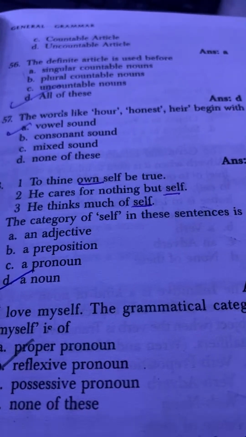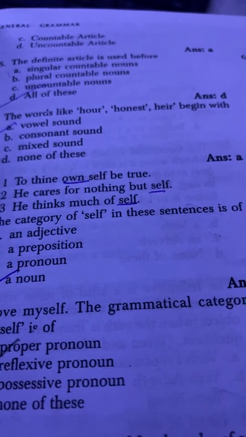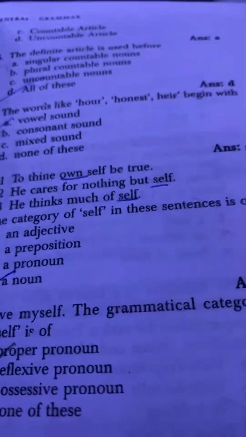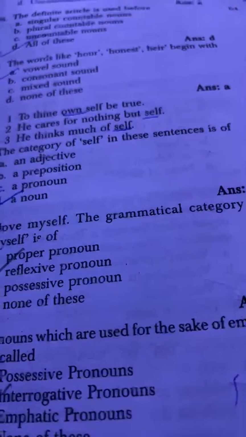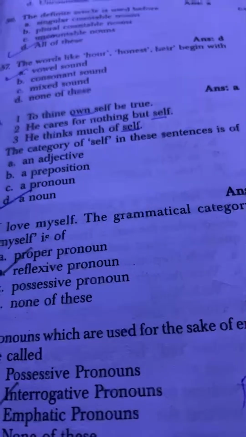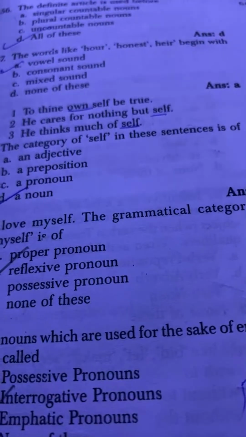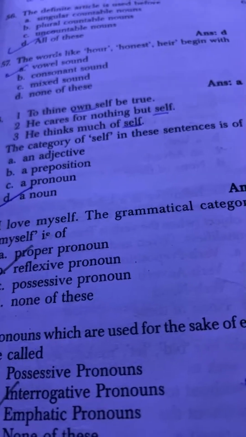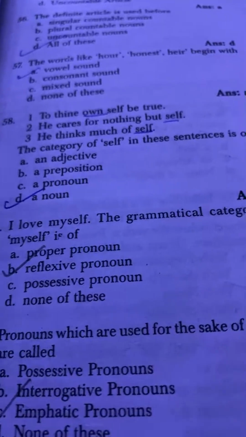To thine own self be true, he cares for nothing but self, he thinks much of self. The category of self in these sentences is of an adjective, of a preposition, or a noun. So in all these sentences, self is used as a noun. I love myself.